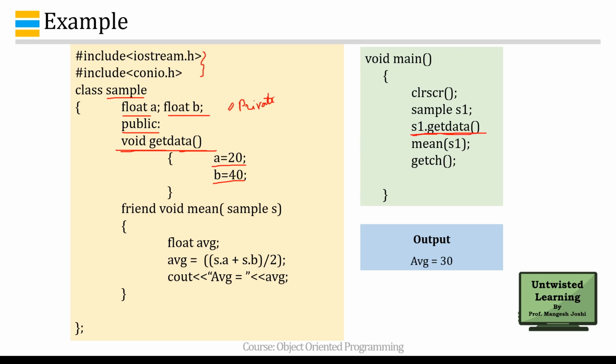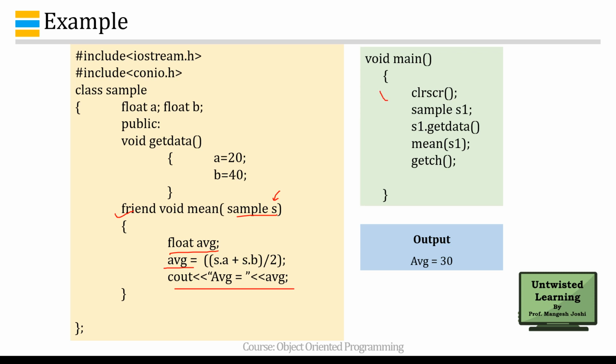But what about this second function that is declared as a friend to the class? Friend void mean: if you remove this friend keyword, this will become your member function. If you add the friend keyword, it will become a friend function, right? So friend void mean(Sample s) is taking one object as an argument. Float average is calculated as s.a plus s.b divided by 2, and it will display the average. So let us understand this program.